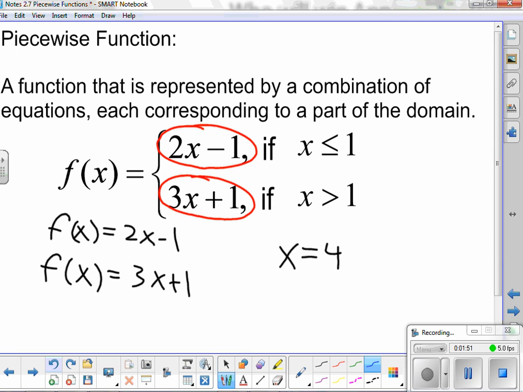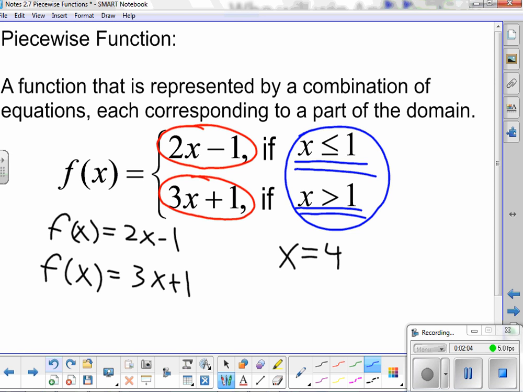Now, the way that we remedy this is over here. We have what's called a domain restriction. The domain restriction on the top says to use the top part for x values that are smaller than or equal to 1. The bottom part says use the bottom part for the x values that are bigger than 1. So looking at x equals 4, x equals 4 is bigger than 1, which matches this requirement. X has to be bigger than 1 to use the bottom, so you would plug this into the bottom part. If you plug the 4 in, you get 3 times 4 is 12, plus 1 is 13. That's basically how that works.